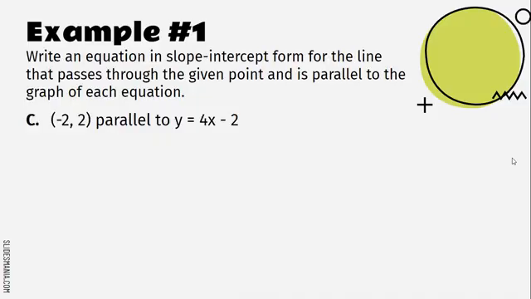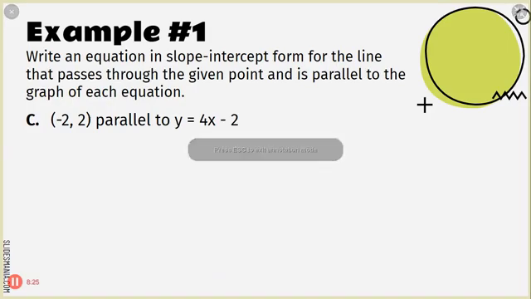And then our third example says the same thing. We're going to write this equation in slope-intercept form for the line that passes through the given point and is parallel to our equation. So instead of giving the graph, we're already going to have the point. Our point is -2, 2. And it says is parallel to y equals 4x minus 2.